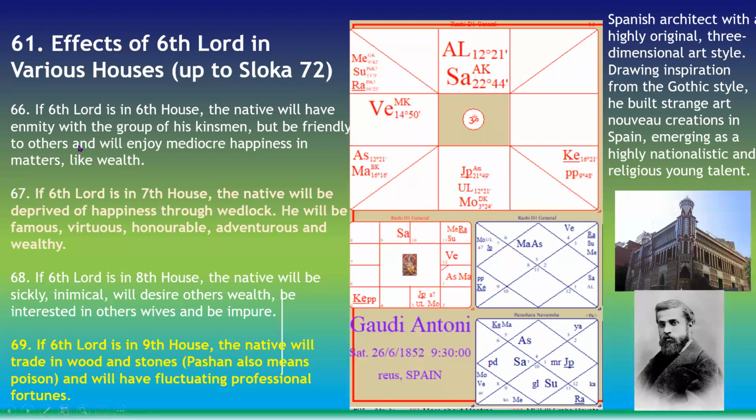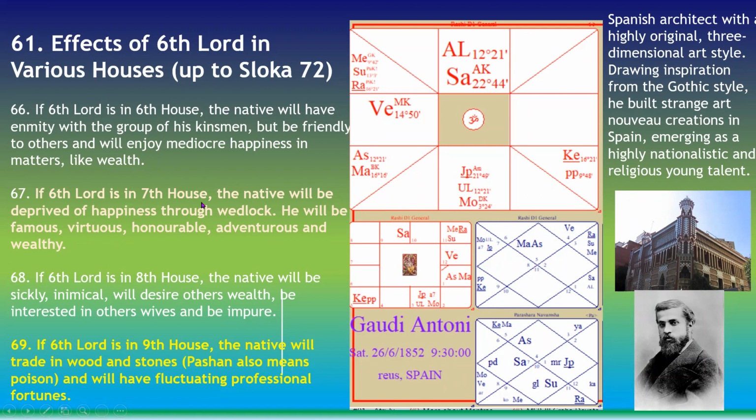Now, if the sixth lord is in the sixth, then a native will have enmity with a group of his kinsmen, but be friendly to others, and enjoy mediocre happiness in matters of wealth. I haven't found any examples of that yet, but we will. Just bear in mind that the sixth lord in the sixth is all right. It's not too bad.